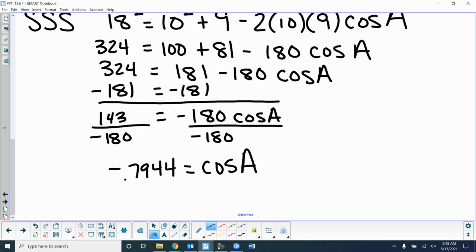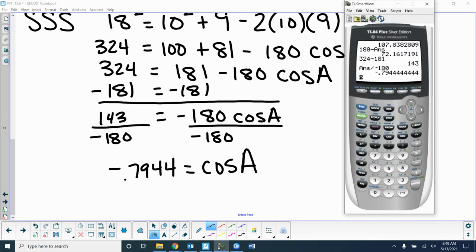All right, so I'm at this point. How do I find A? Inverse cosine, because it's the law of cosine. So don't hit second sine, because we're using law of cosine, second cosine. Second answer. We get 142.6 degrees.